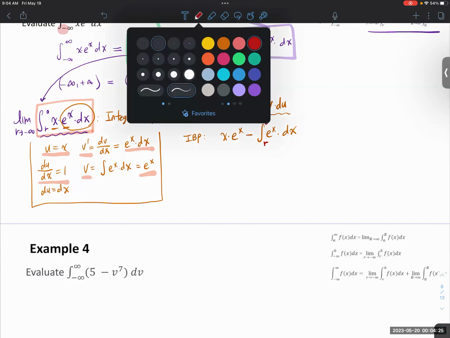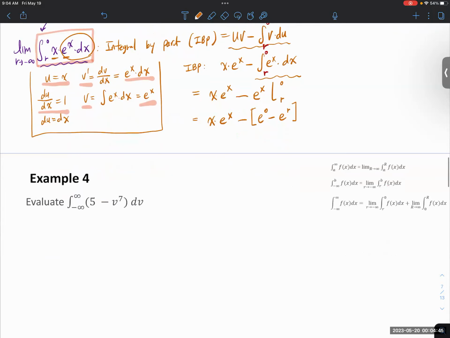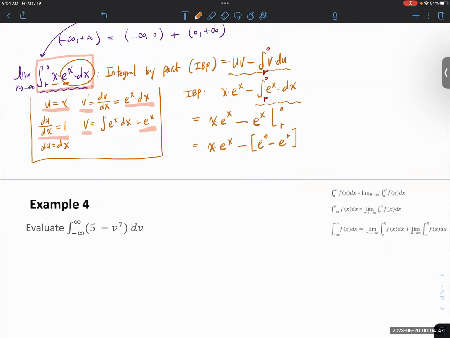So let's work on this. This is going to be x times e to the x, and then if you take the integral of e to the x, it's going to be the same, minus e to the x from r to 0. So x times e to the x minus e to the 0 minus e to the r, right? So therefore, what are you going to do? Actually, I have a little bit of a mistake.